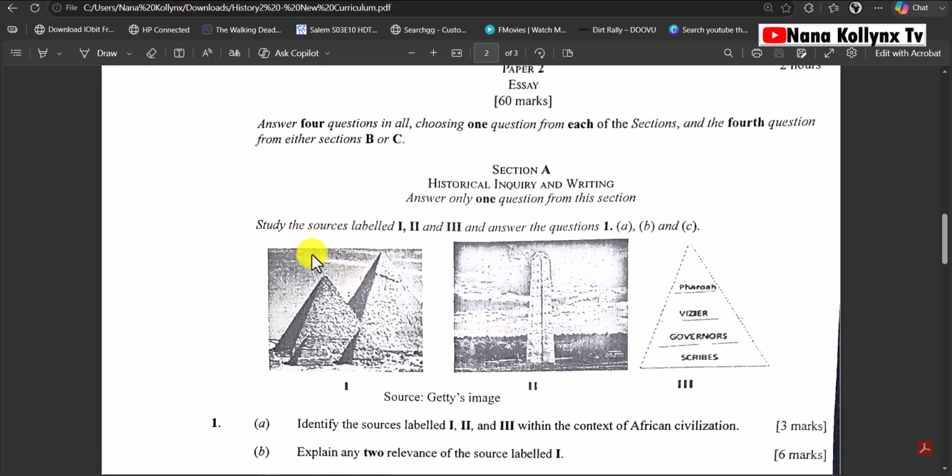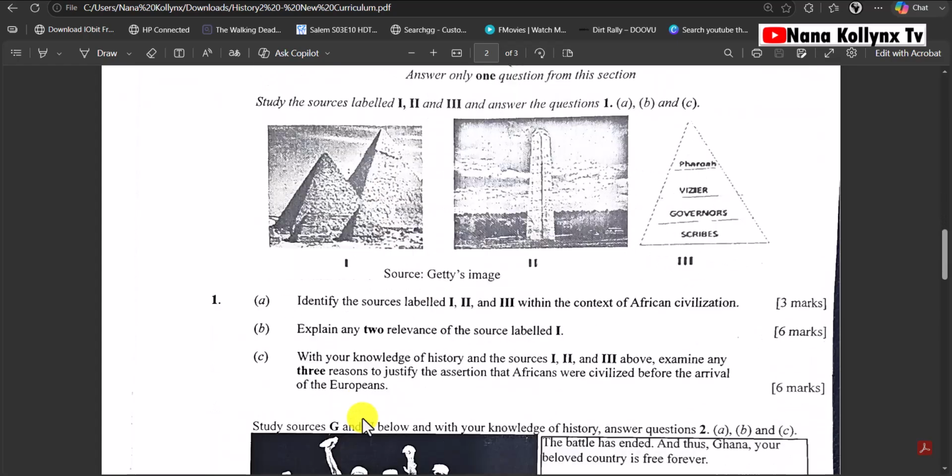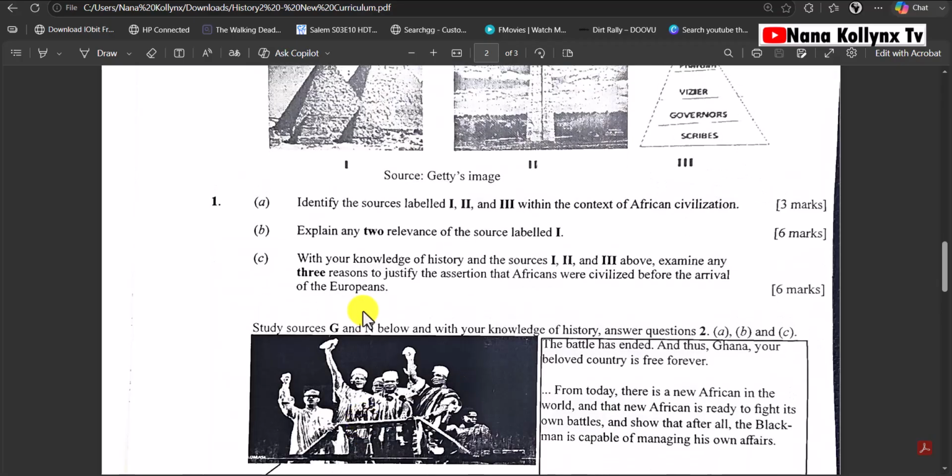Let's start. Study the sources labeled I and II. These are the sources. So this is what you are going to use. These images here are what we call sources. So you are going to analyze these images, all right? And questions are going to be asked on these images. So this is where you make reference to your source to answer the questions that follow.